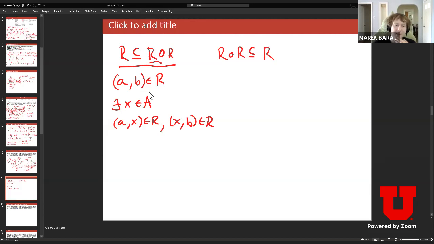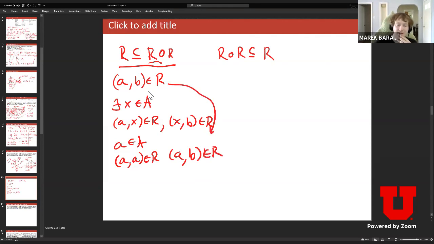And I said, oh, well, A is an A, and we know because of the self arrows that AA is in R. So we can say AB is in R, and that's from here. So then that means that AB is in R of R. Does that make sense?